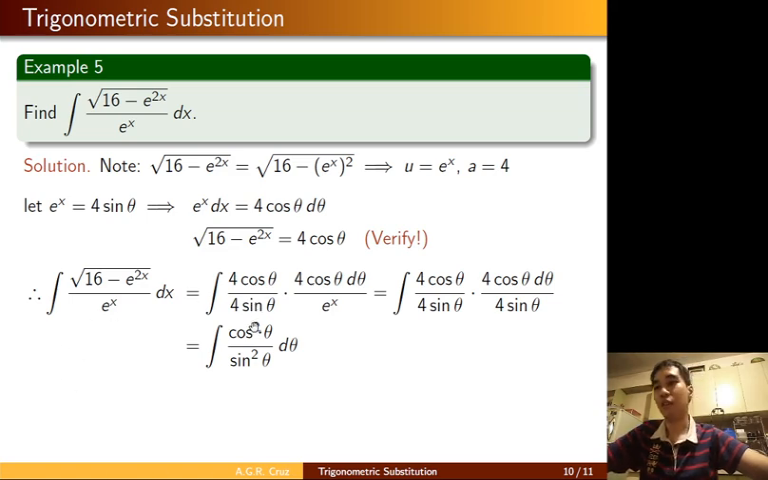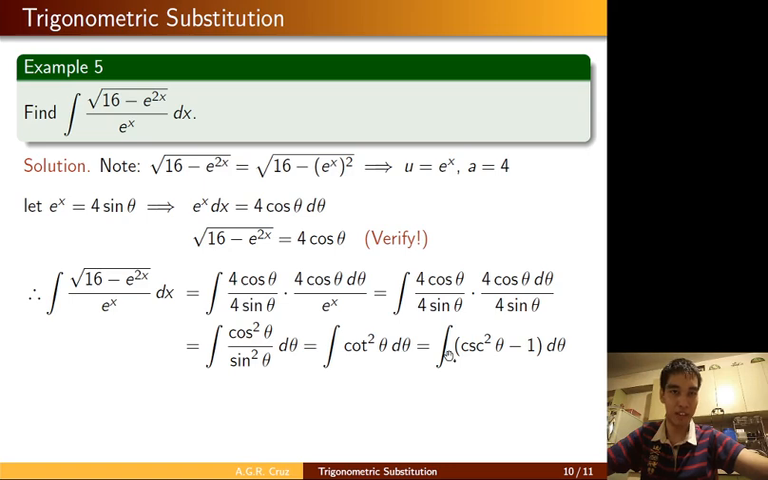Okay? Pero what's cosine squared theta over sine squared theta? That's cotangent squared theta, diba? Tapos this is similar to an example we did before where we have to replace this in terms of cosecant para ma-integrate natin siya. So let's do that. So si cotangent squared theta, this is now equal to cosecant squared theta minus 1. Tama ba? And then let's integrate term by term.